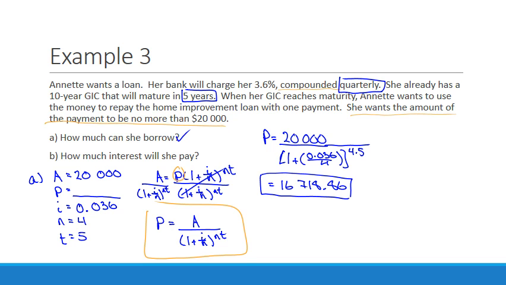So that's A. B, how much interest? We talked about this in the previous video. Remember, interest, the way I like thinking about it for this stuff, is how much you had to pay back minus how much you originally borrowed. So she needs to pay back the $20,000, and she borrowed the answer we found, $16,718.86. And then once again, get your calculator out and do that subtraction.